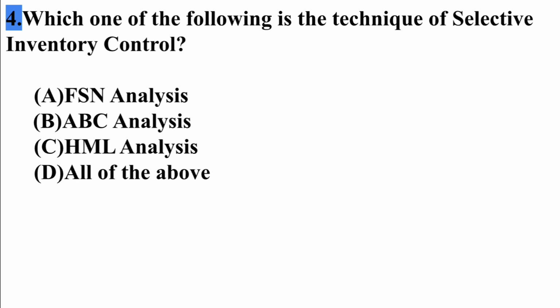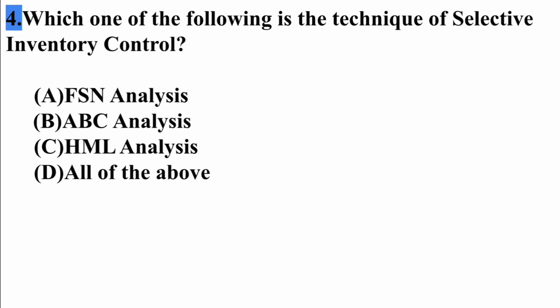Okay. And the options include, first one is FSN analysis, right? FSN stands for fast, slow and non-moving. Fast moving goods, slow moving goods and non-moving goods. And it is mainly to control obsolescence. All inventories are not used in the same order, because some are required frequently while some others are not required at all. There are 3 categories here and these are based on the utilization of inventory.